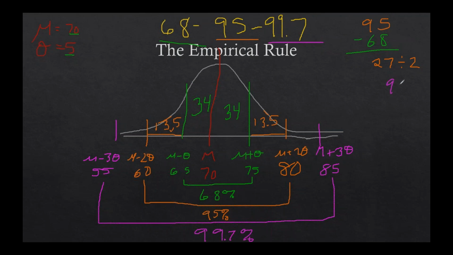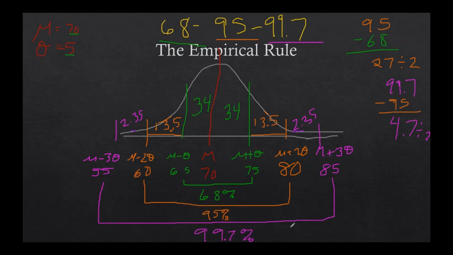But same concept. If we had 99.7% of our data, and we already know that 95% of that is from orange to orange, how much is left in this pink spot? Oops, wrong color there. So we subtract 4.7. 4.7. And again, they're symmetric, so we divide that by 2. 2.35. Perfect. Okay. So that's the rule. That kind of just tells us these pieces.